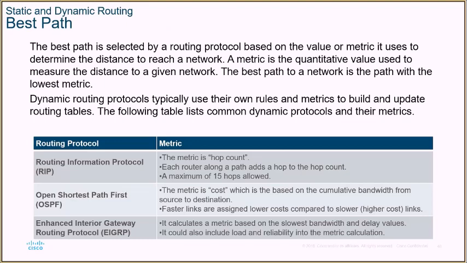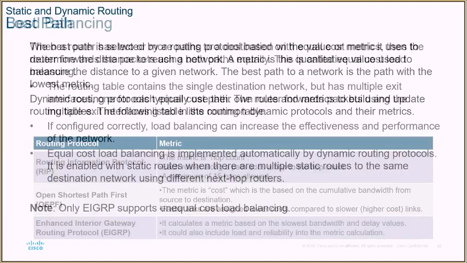Now, EIGRP, it uses a combination of bandwidth and delay to calculate its metric, but it actually has an option to use load and reliability as well, except it's sort of discouraged. So that's why, I think, Cisco has EIGRP as being more trustworthy than OSPF, because it's got a more complex metric. I'm going to say it does certainly have a good metric, but you know, it's not the only thing you compare. Anyway, load balancing.